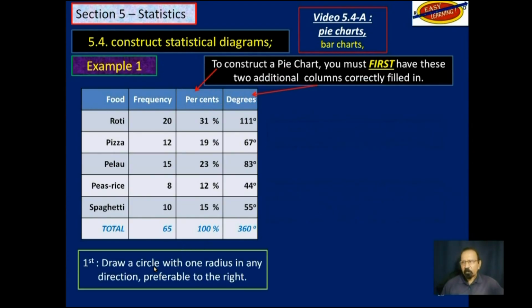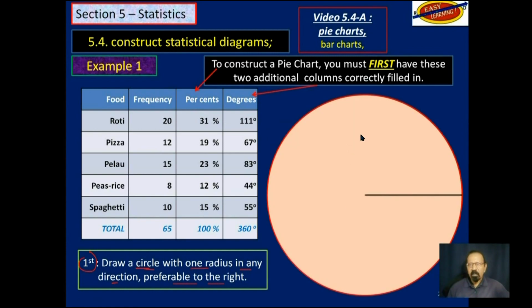So first of all, we will draw a circle, not too large and not too small, with one radius in any direction, preferably to the right. So that's the circle, and that's the radius. It's the first thing we will do after we have these two additional columns here.